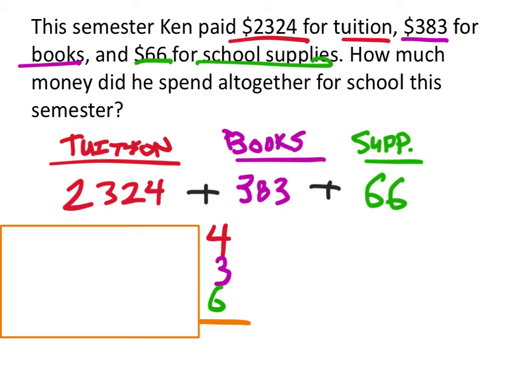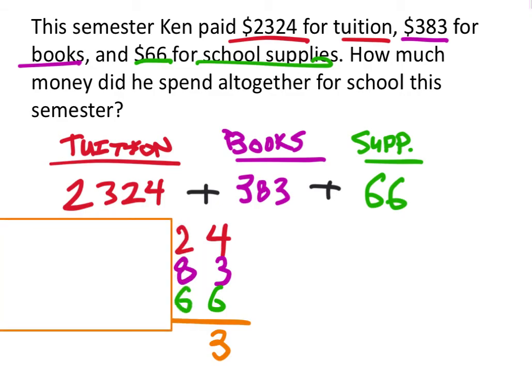So in my ones place value, I got 4 plus 3, which is 7, and then 6 more would give us 13. Yeah, I need to carry 1 into the tens place value, right? So I need to move that box there. There's that 1 from the 13.